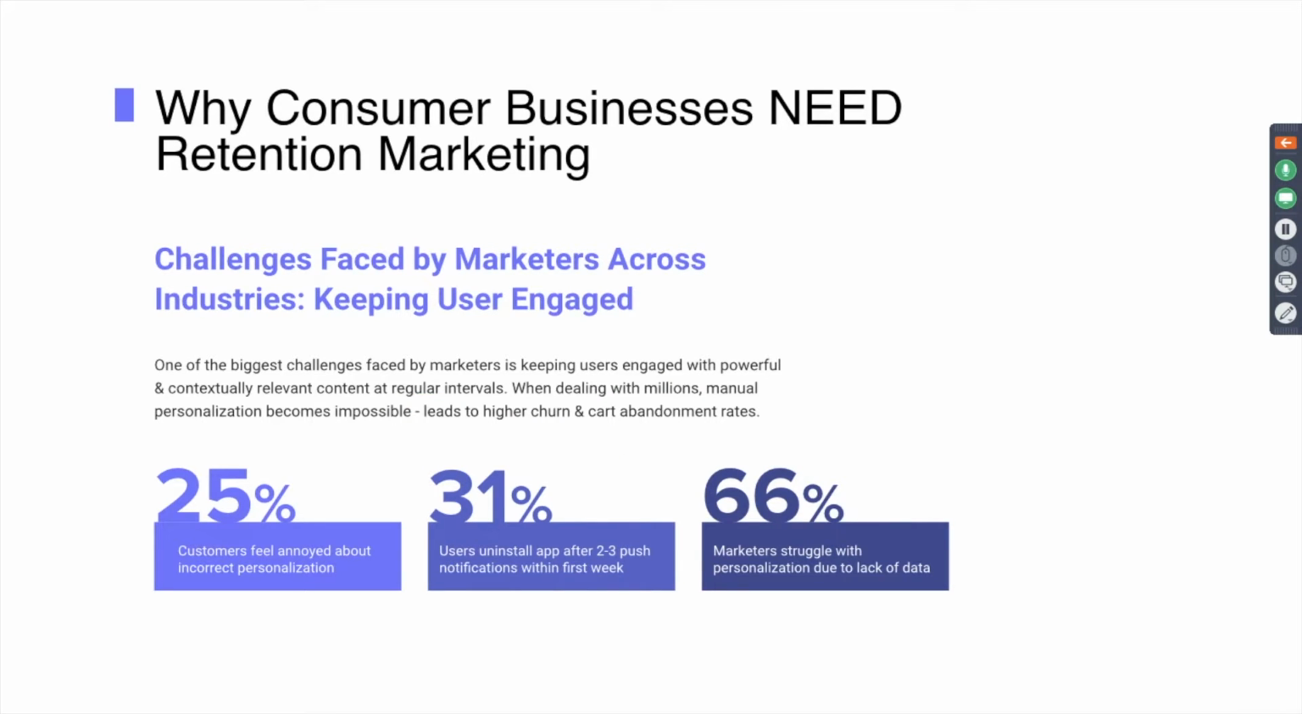When you talk about the challenges faced by marketers across industries, one of the major challenges is to keep the users engaged in their whole lifecycle. When you talk about engagement, sending powerful and contextually relevant content at regular intervals is a key success metric. Now, when dealing with millions, manual personalization becomes literally impossible, leads to a higher churn rate and cart abandonment rate. And that definitely would answer the question in a few minds of why have a third-party vendor focus on engagement and retention strategies through a marketing automation stack and not build an in-house solution.